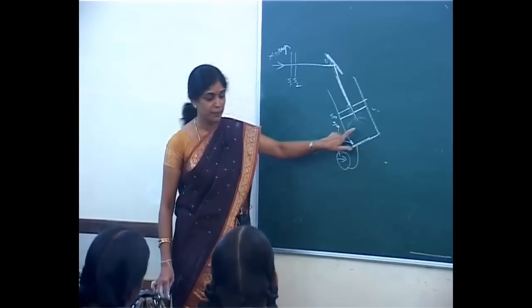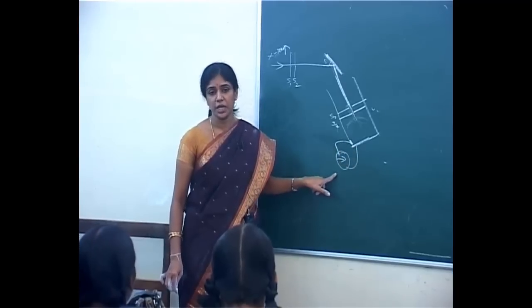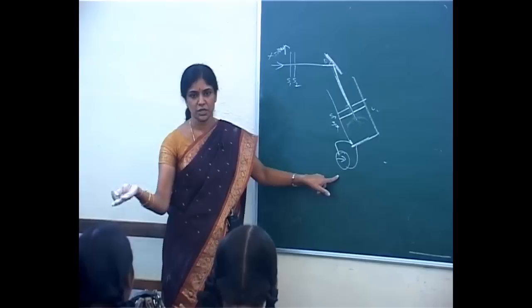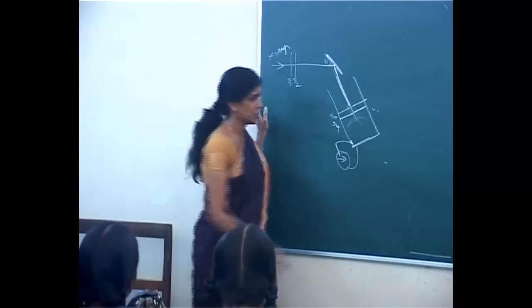When they ionize, what happens? Here it is connected to two electrodes. There will be a current flowing in the circuit that is indicated by the deflection in the galvanometer. That current he called the ionization current. What did he say? Ionization current.